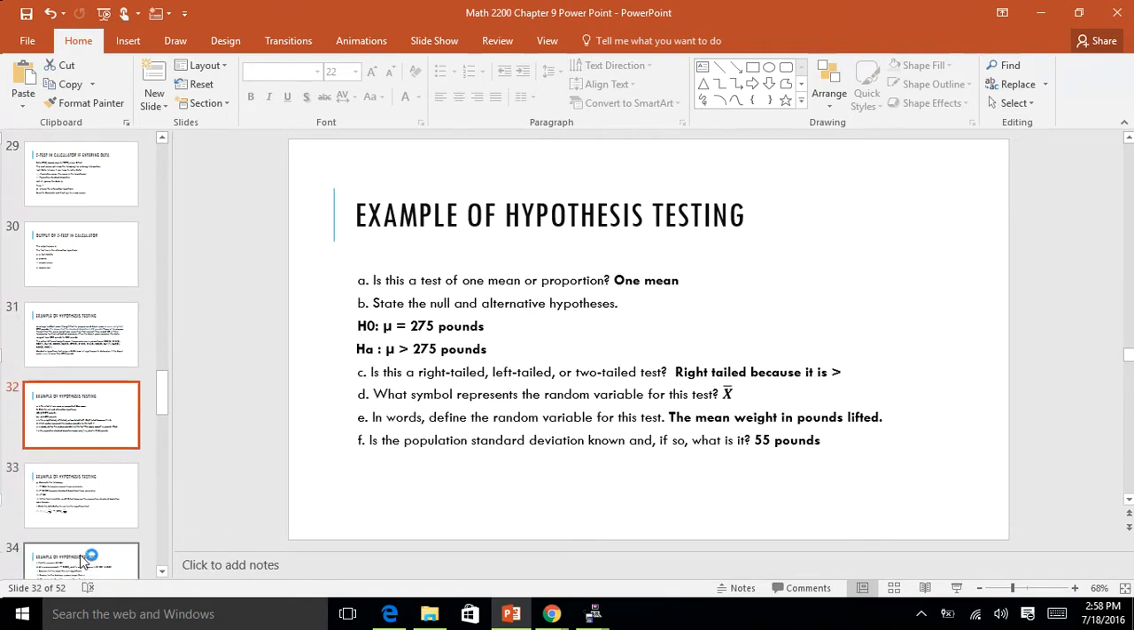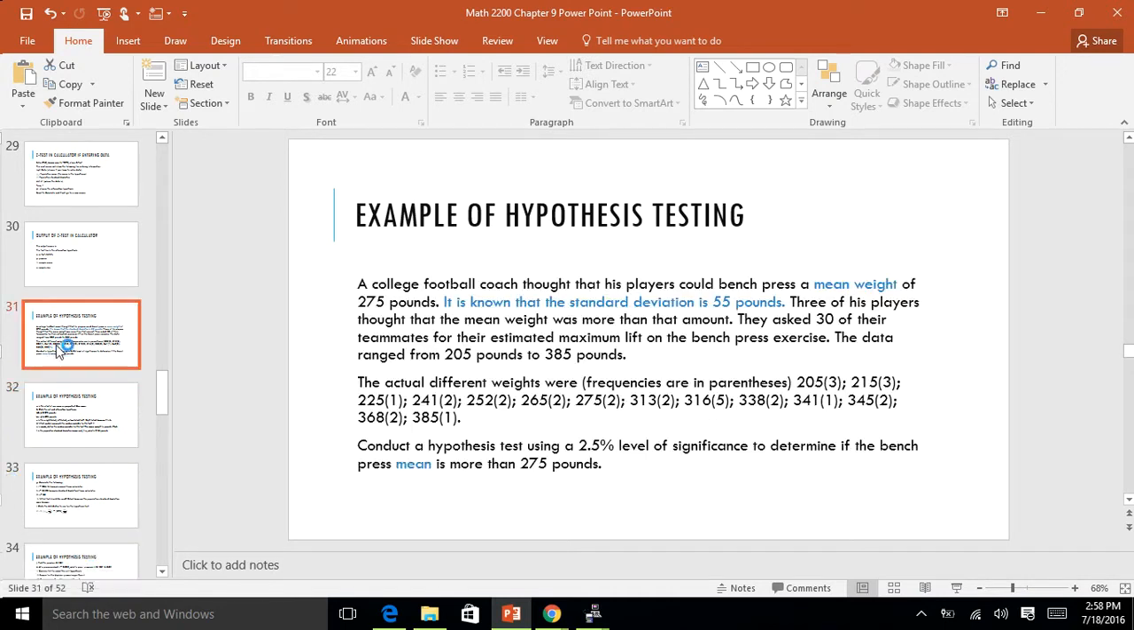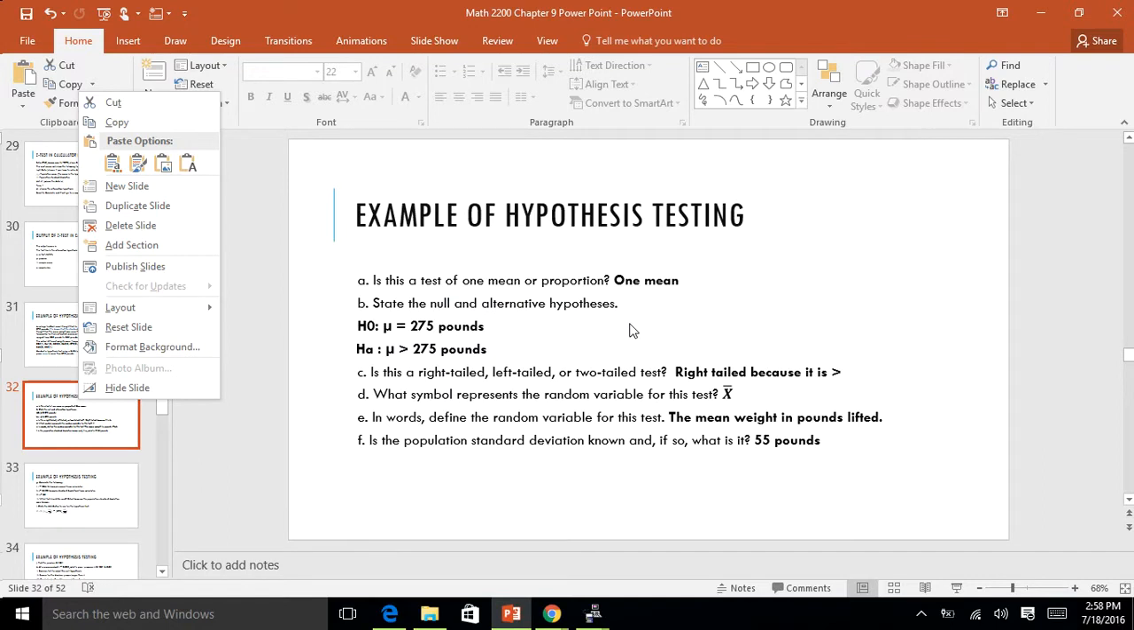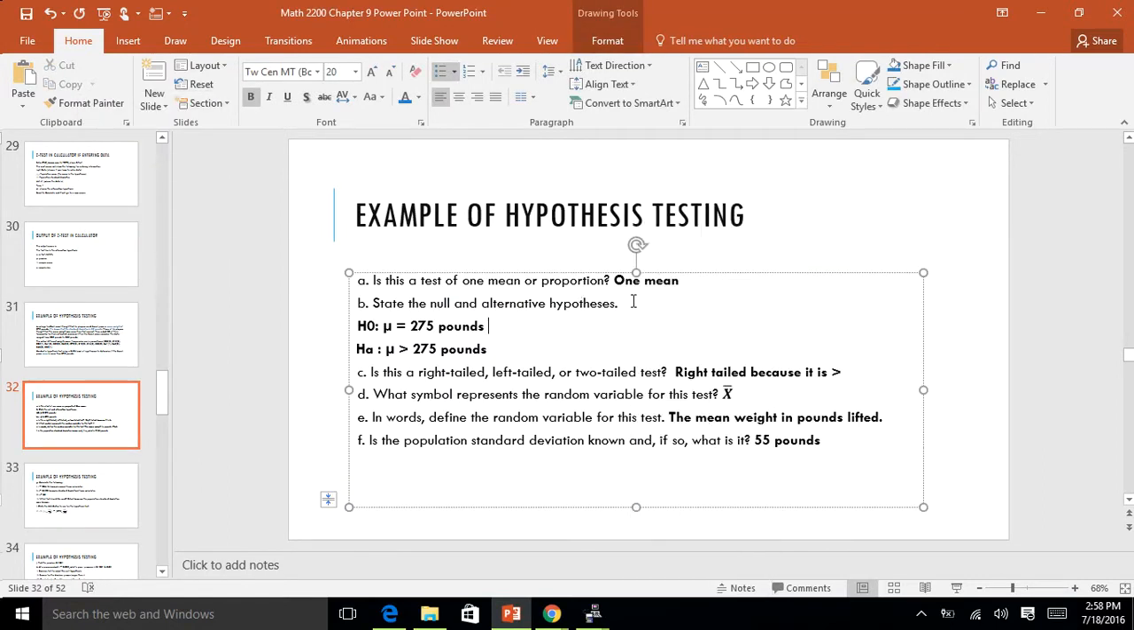Okay, so the first thing we need to do is this test a one mean or a proportion? Well, it talked about mean all through the problem, and if you go back to the problem, it actually says here, determine if the bench press mean is more than 275. So that means this problem is a one mean problem. Excuse me about that. And now it says state the null and the alternative hypotheses.